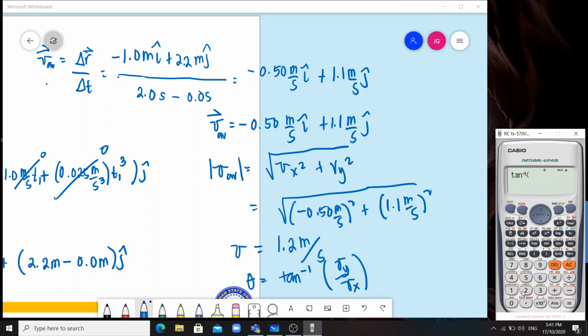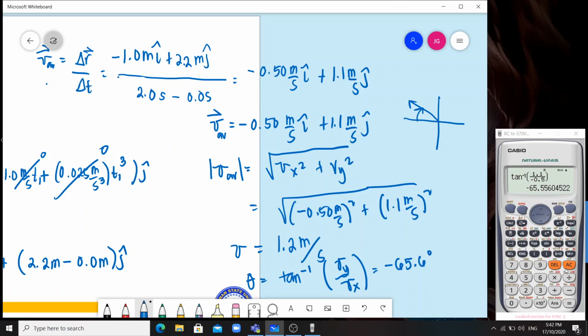Vy is 1.1 positive, and Vx is negative 0.5. So, the answer is negative 65.6 degrees. Okay? So, if we plot that, the y component is positive, so it is up here, and the x is negative, so it is here. So, negative 65.6 is this. Okay? So, this is its direction.